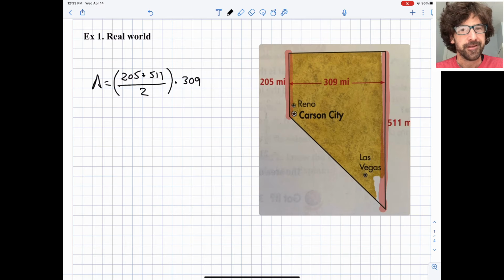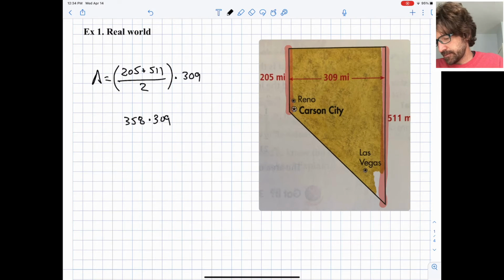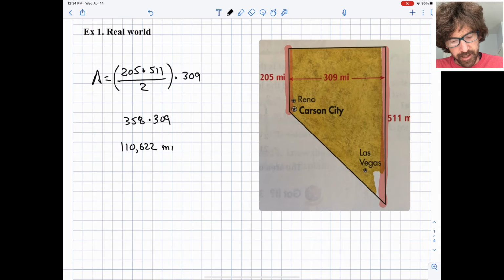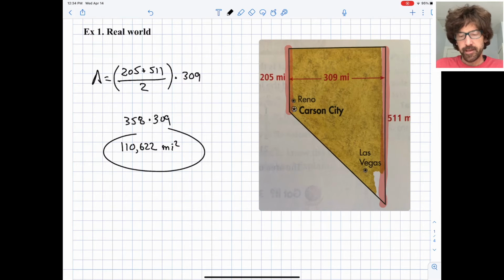Just keep in mind the height doesn't have to be a vertical up and down height. In this case, it's a horizontal distance, or an east-west distance, right? And that's fine. So let's average the two bases. That'll give us the number smack dab in the middle of those two values, and then we'll multiply it by the height of 309. So I get an area of 110,622 miles squared. And I challenge you to go actually look up the actual area of Nevada and see how we did. I bet we got pretty close.